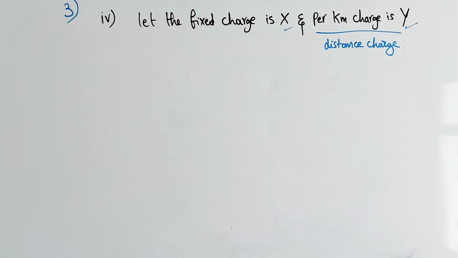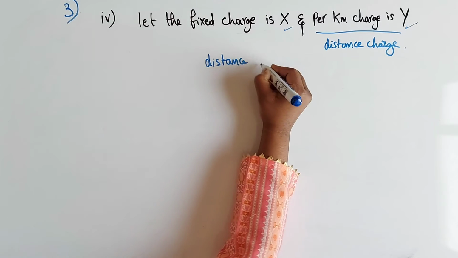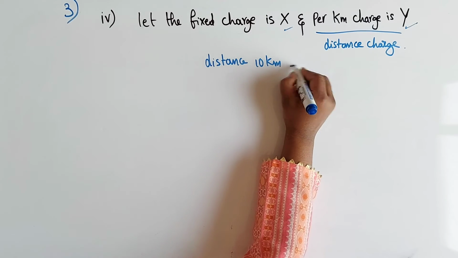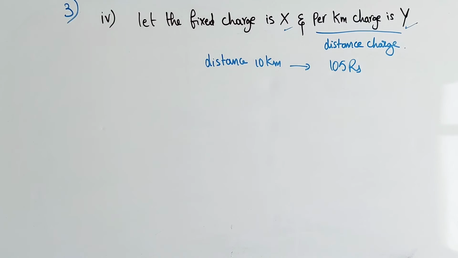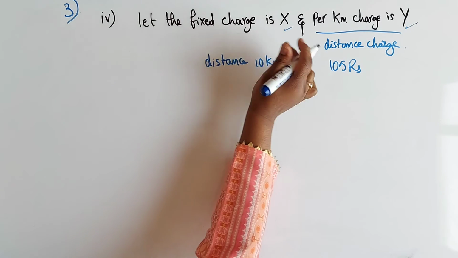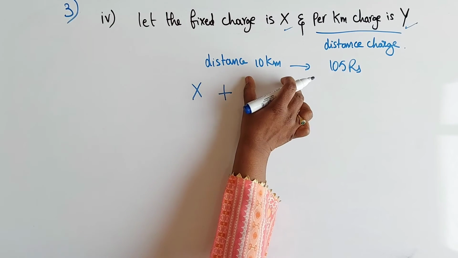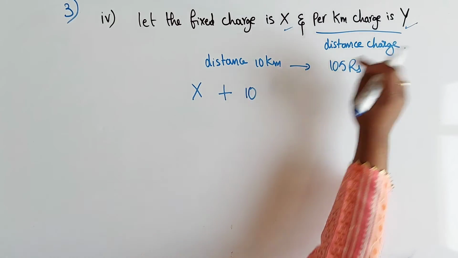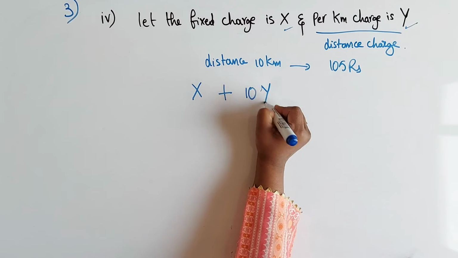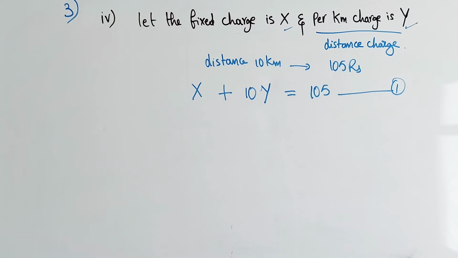Okay children? So the first one is for a distance of 10 kilometers. The charge paid is 105 rupees. Correct, children? So first we have to take the fixed charge. That is compulsory. Fixed charge plus distance charge. Distance is 10 kilometers and the per kilometer charge is y. This equals 105 rupees. This is equation 1. Clear?